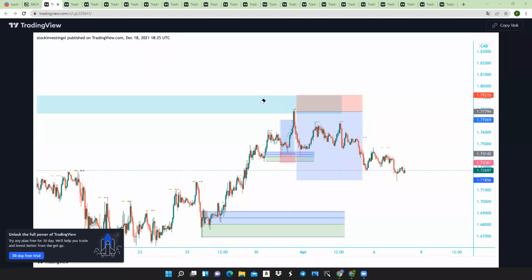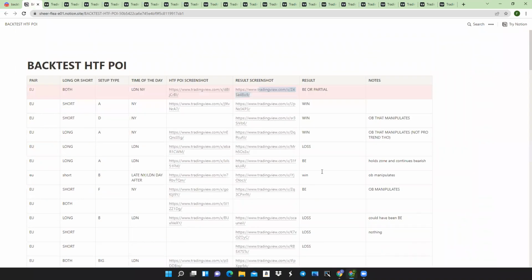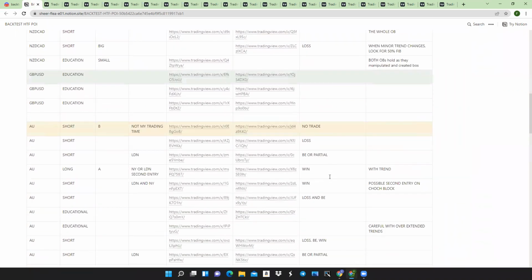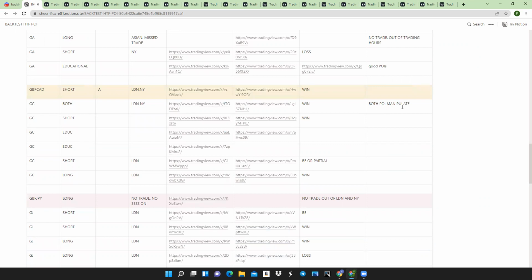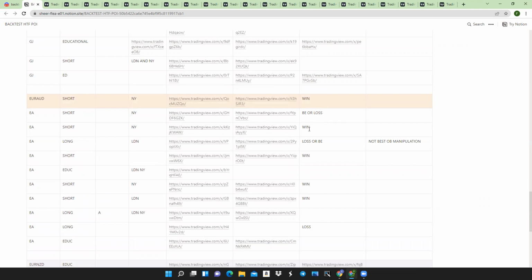All right. So please look at the backtesting file. I recommend, if you really want to get better, to look at all the trades and also the notes. Some of the notes maybe you will not understand, but usually, let me just go through it real quick. When I say order block that manipulates, it means that it was a good order block. Here, order block that manipulates, but is not pro trend. Here, it is good because there is liquidity and it's also pro trend. So there are some notes that will help you understand what is going on over here. Both point of interest manipulates and so on. I recommend you go through all of this.